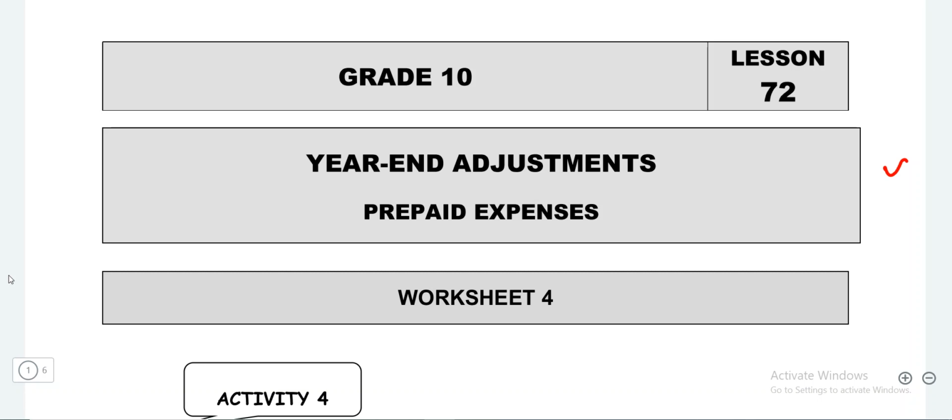In this morning's lesson, we're going to look at year-end adjustments, and we're going to be focusing on prepaid expense. Before we go into the lesson, I'm going to just explain what the word prepaid expense means.